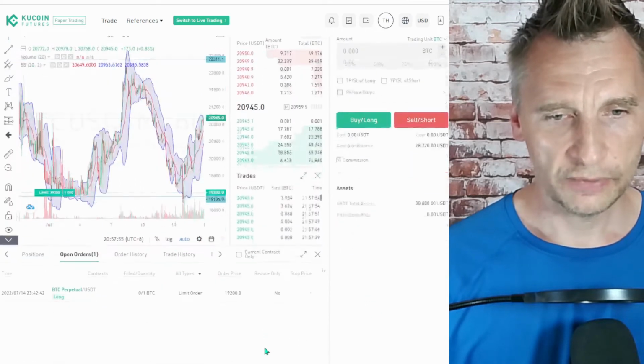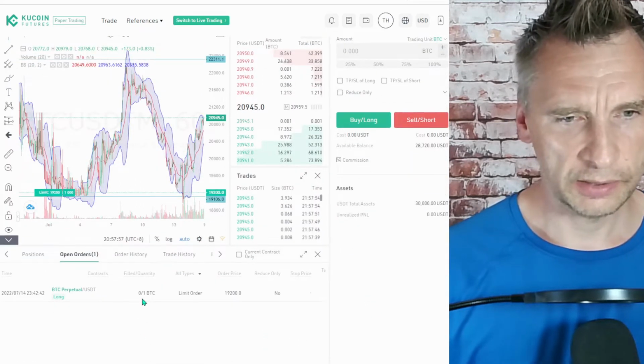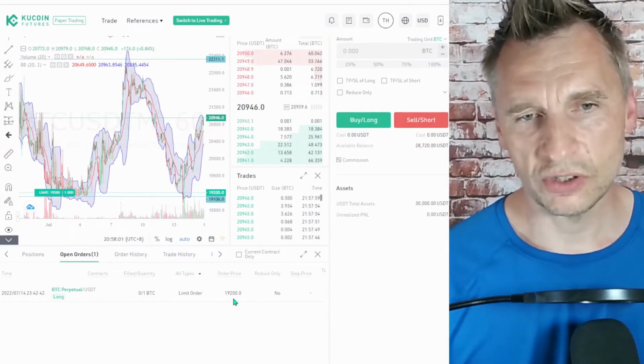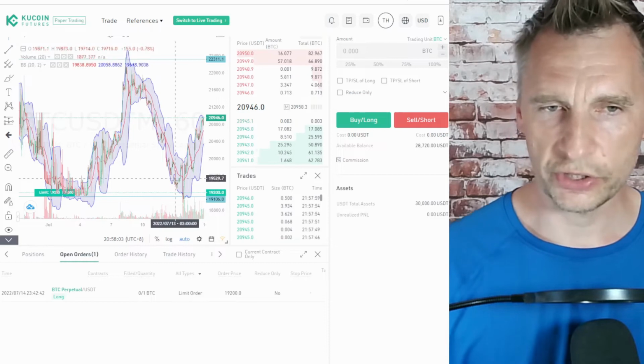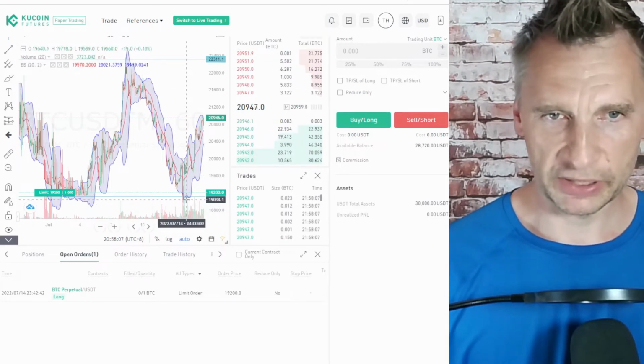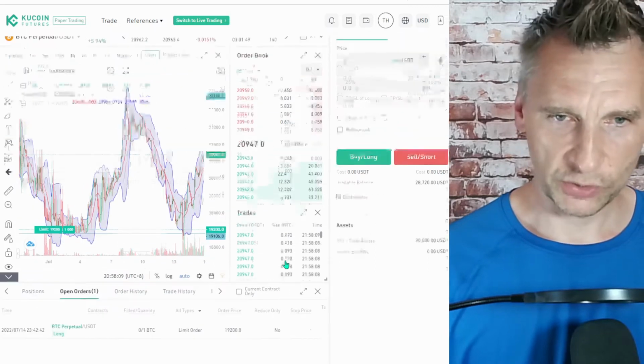order here for one Bitcoin at $19,200. It hasn't triggered yet because it is Saturday and the market has been pumping since yesterday, since Friday. And so that's where we're at.